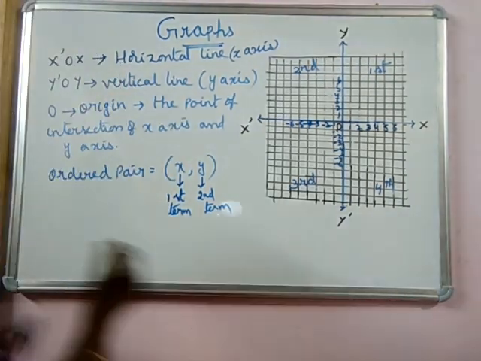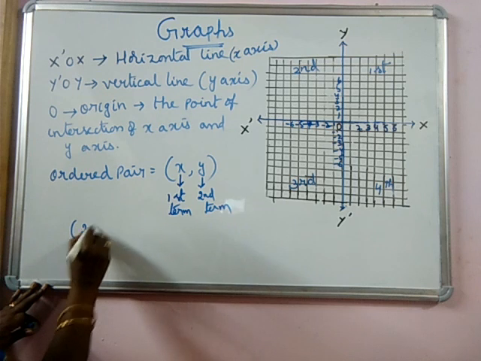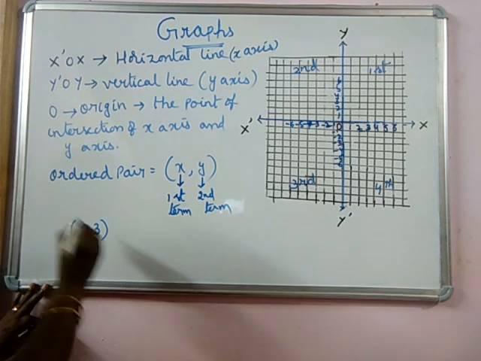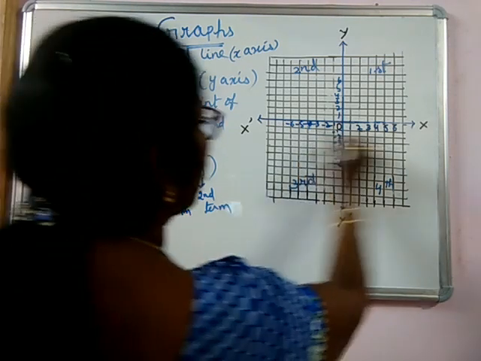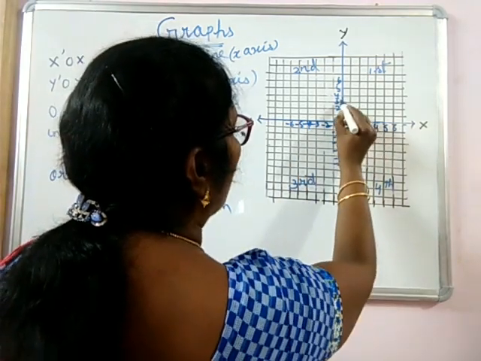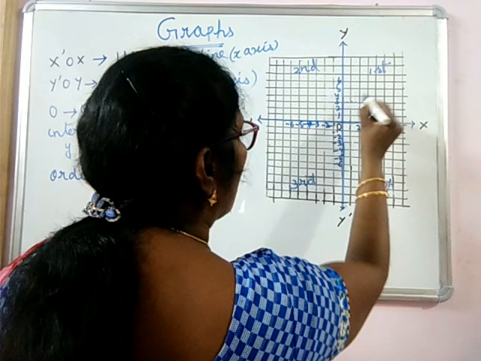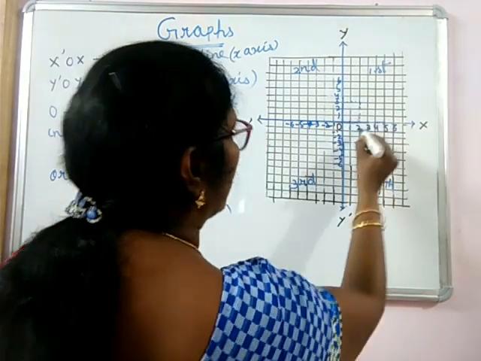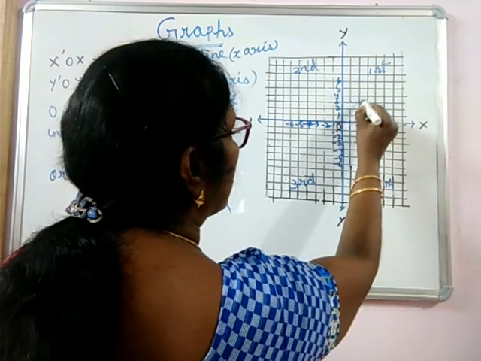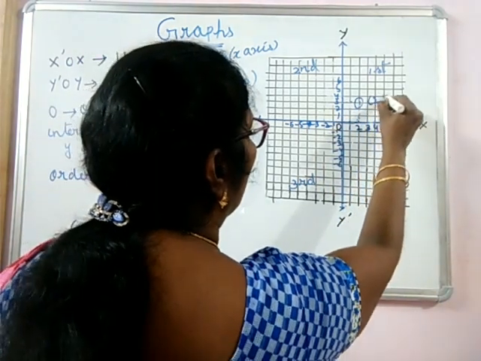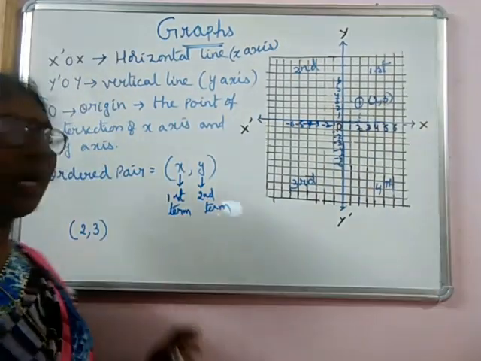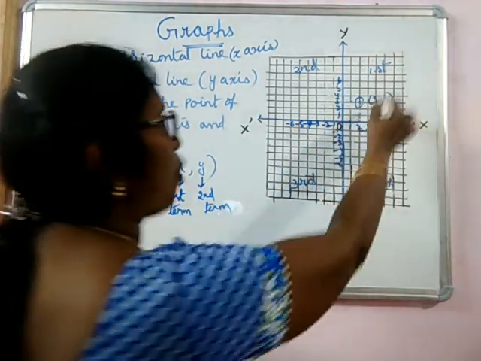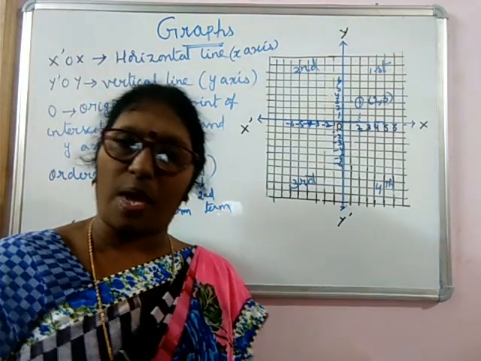And now I said how to plot 2, 3. It means X coordinate is 2, Y coordinate is 3. You see, X coordinate 2 here, Y coordinate 3 here. So when you go from 2 here, and draw a line parallel to Y axis, and here this is the point 2, 3. Okay, so 2, 3 I have plotted here, and this point is in the first quadrant.